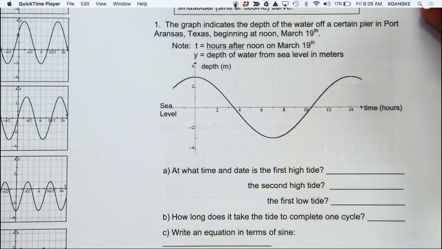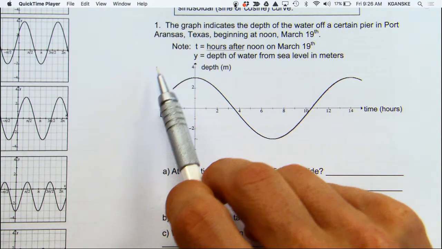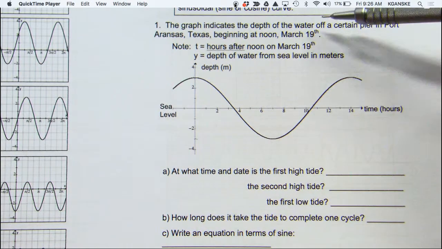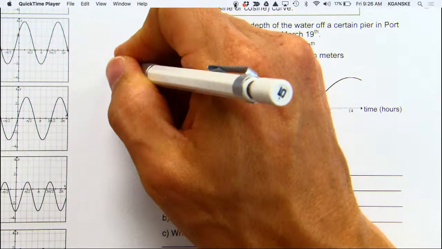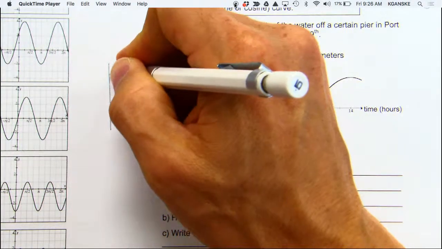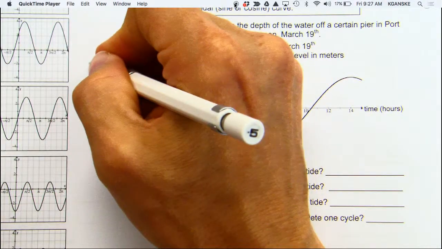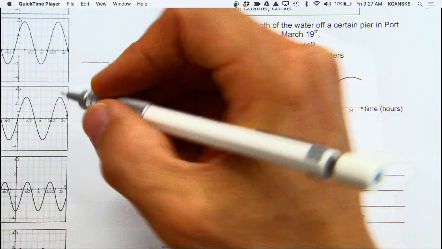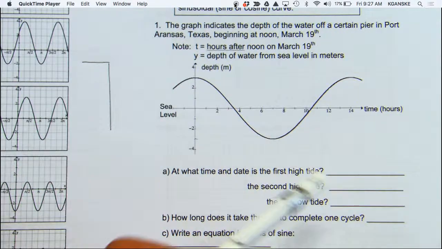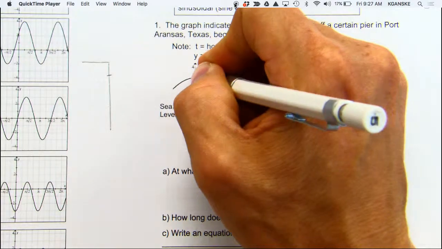All right. So here's a really simple example. They're talking about a graph that indicates the depth of water off a certain pier in Texas. What that means is they're talking about the tide coming in and out, right? So if this is my pier, I can see what's the maximum height the water is going to get to according to this curve? 3, right? It's right there. You can see it.